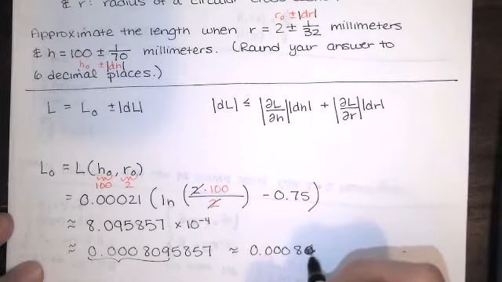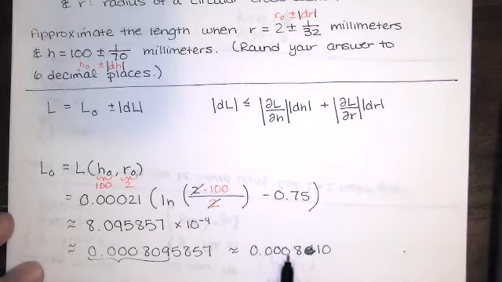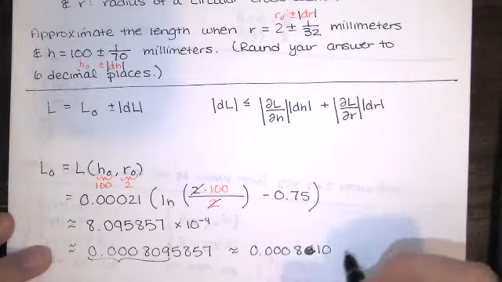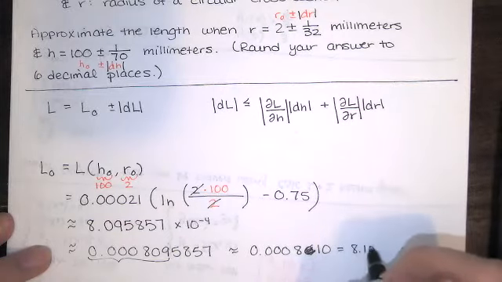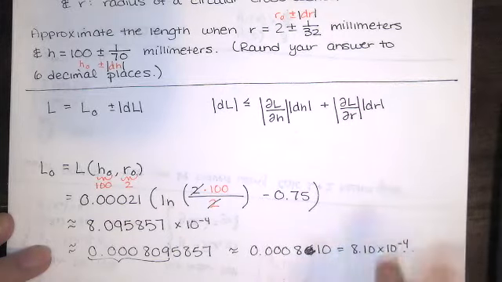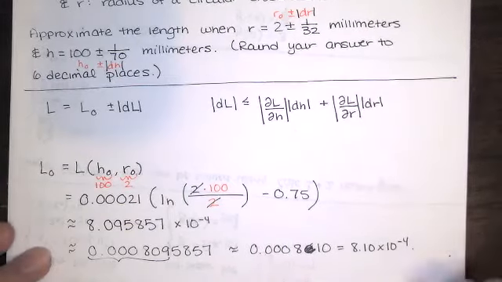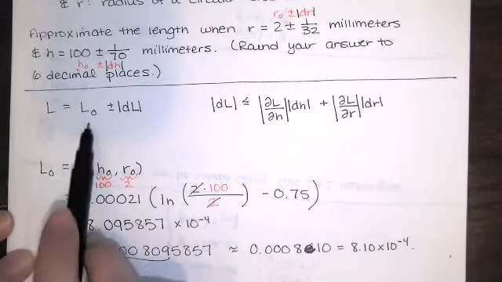Oops. And we'll round up. So we have 0.000810, or if you prefer, you can use the scientific notation, 8.10 times 10 to the negative 4. That's the same thing. Okay, so that's our L naught.